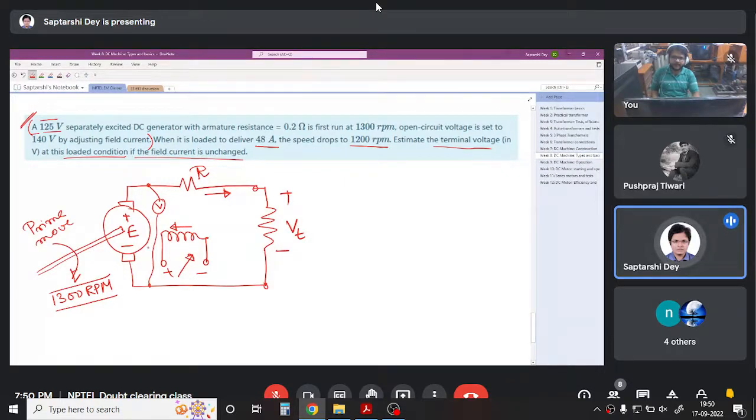This E is also called back EMF. So can I not simply put a voltmeter here and get the generated EMF in a DC generator? In a motor, it is called back EMF, not in a generator.